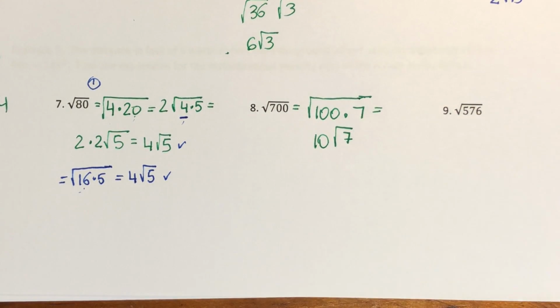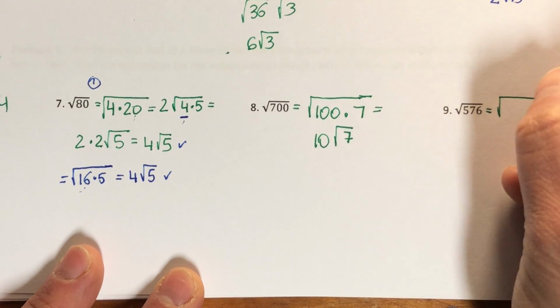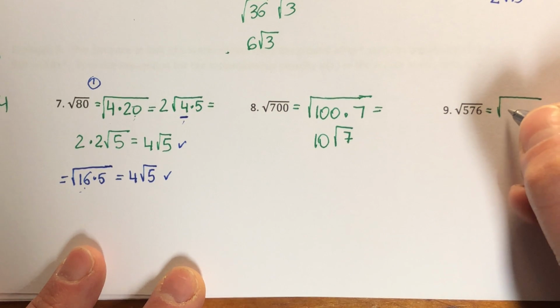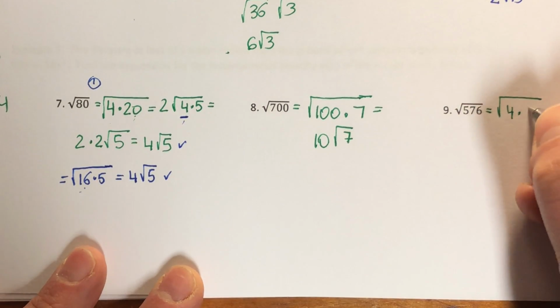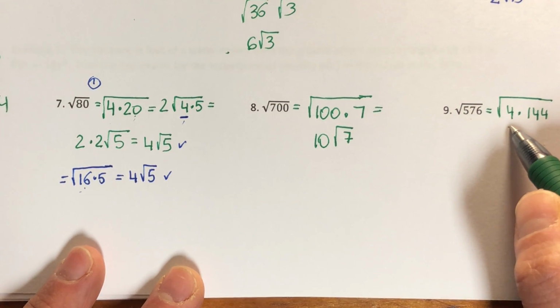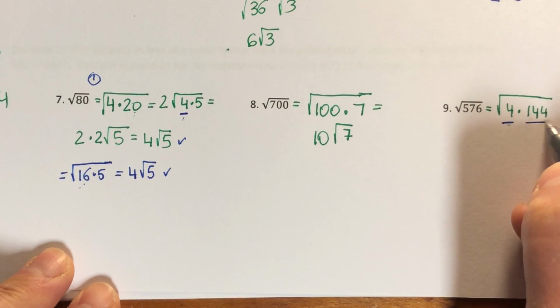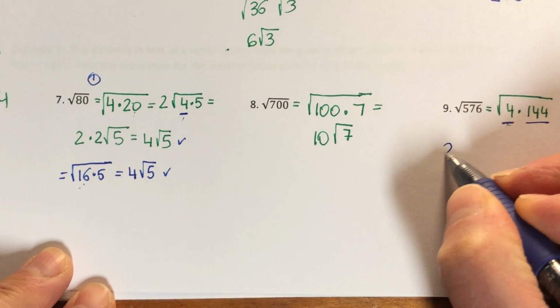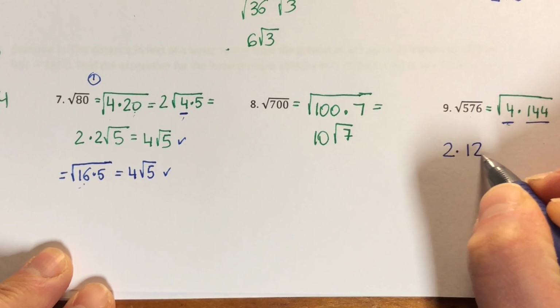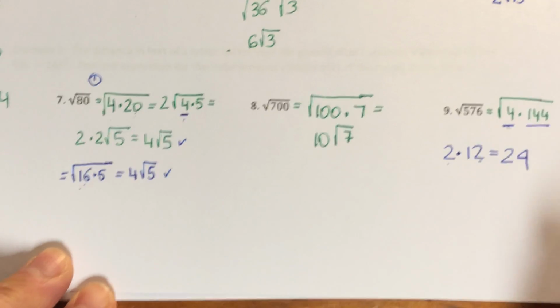Is 576 divisible by 4? It is. So what I am going to notice is that when I divided on a calculator 576 divided by 4, I did get 144. So that means that 576 is equivalent to 4 times 144. And then what do I notice? Both of those numbers are perfect squares. So it's like taking the 2 out and taking the 12 out. Again, multiplication in between them, 2 times 12, 24, done and done.